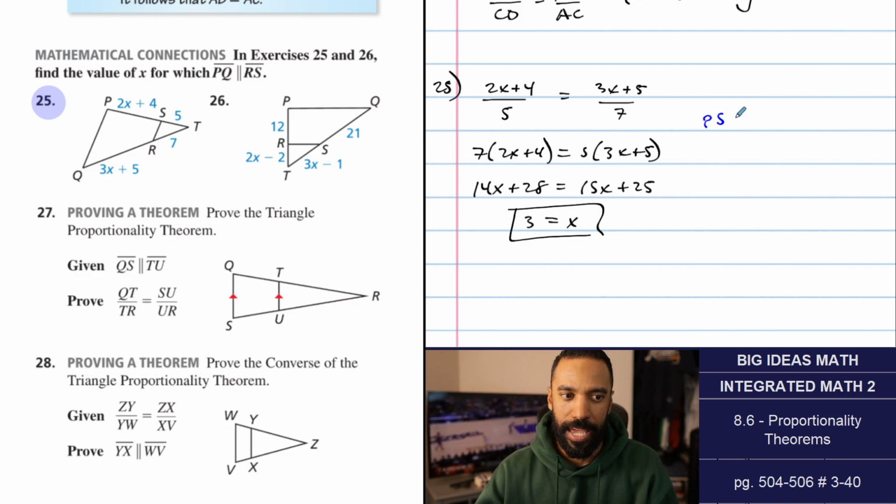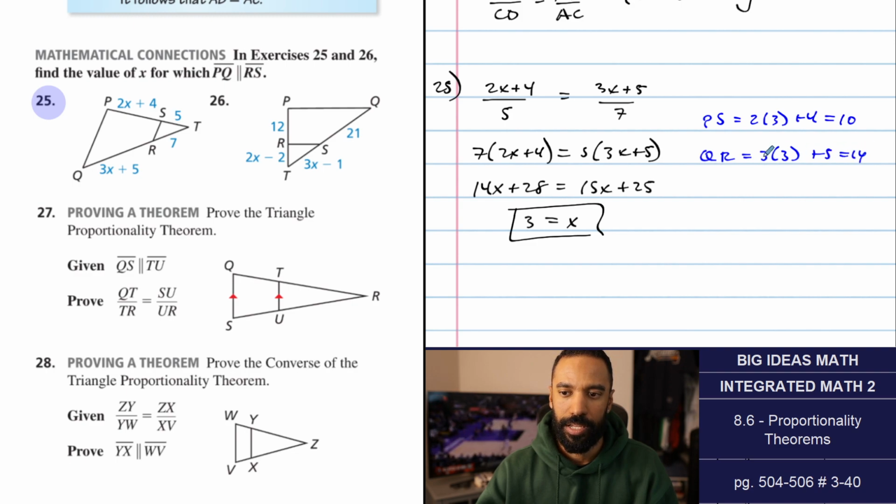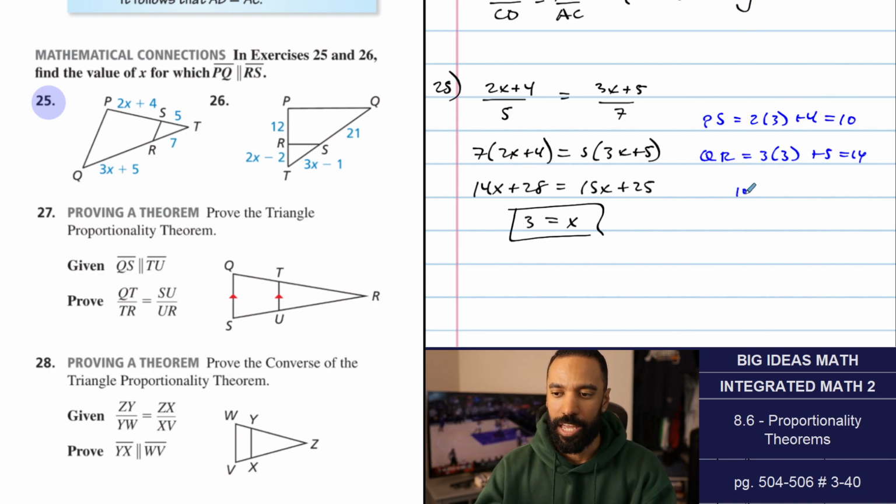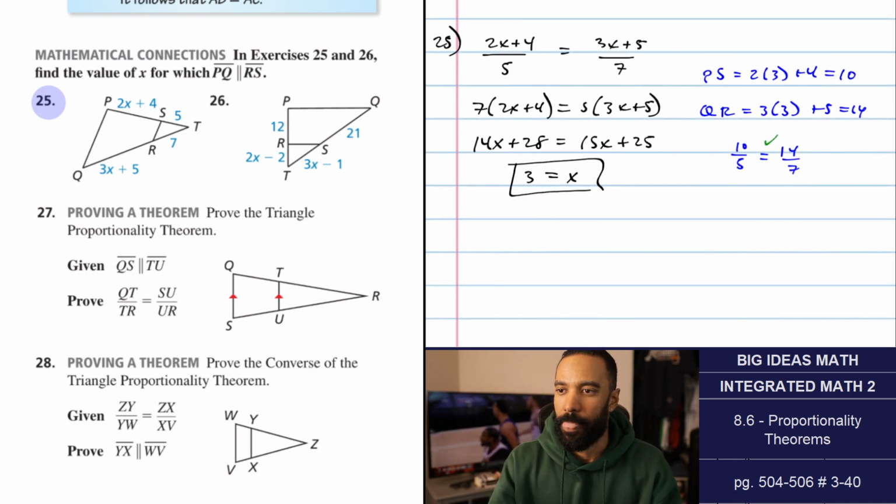Let's try PS as 2 times 3 plus 4, which is 10. And let's check out QR, which is 3 times 3 plus 5, which is 14. Does 10 over 5, which is 2, equal 14 over 7, which is 2? Yes, it does. So that all checks out. 10 over 5 equals 14 over 7. Seems to work.